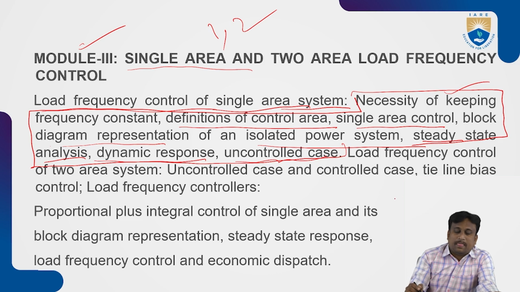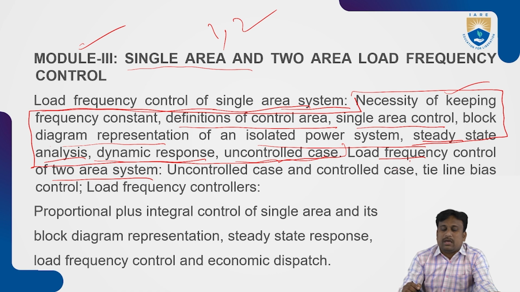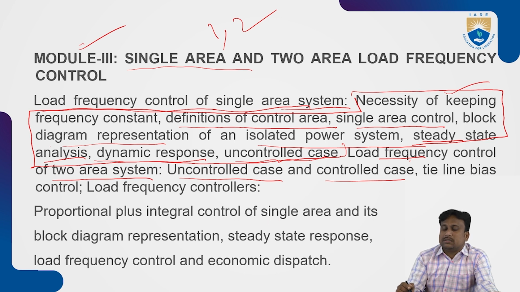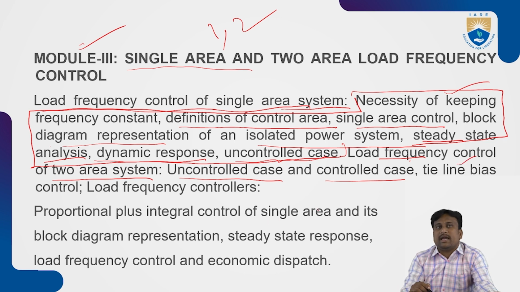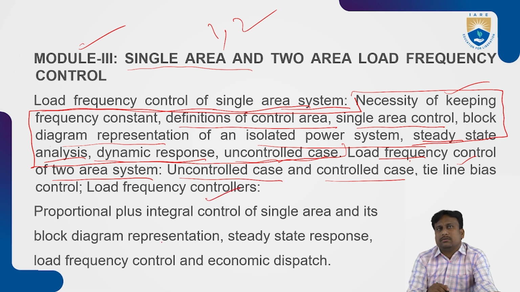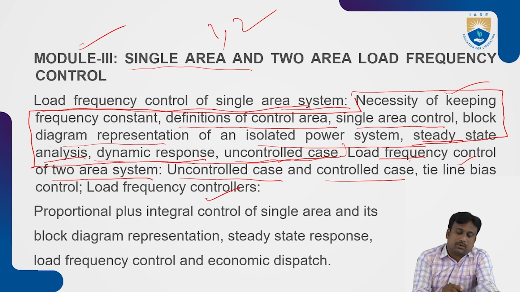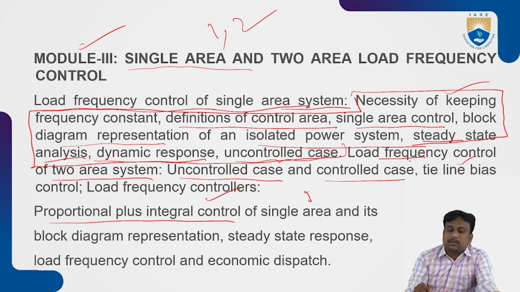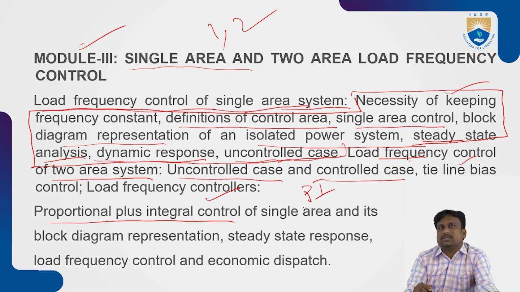If you go with multi-area load frequency, that is two-area load frequency control, here we will consider the uncontrolled case and the controlled case. In this, mainly we will cover tie line bias control with suitable controllers introduced. One of the suitable controllers introduced here is proportional plus integral control, simply termed PI control action for single area, and its block diagram representation.